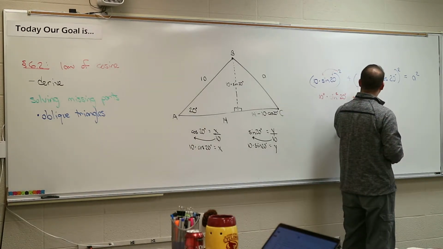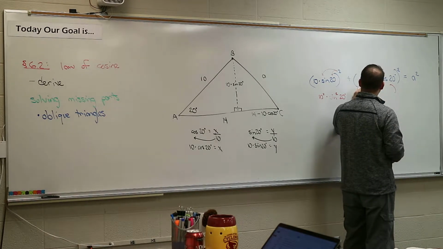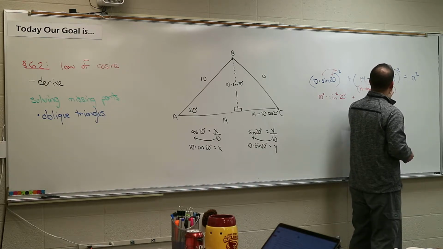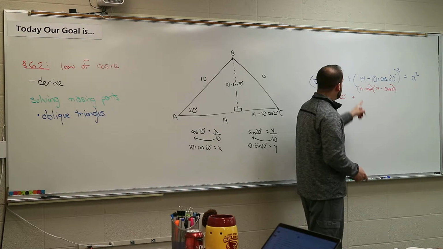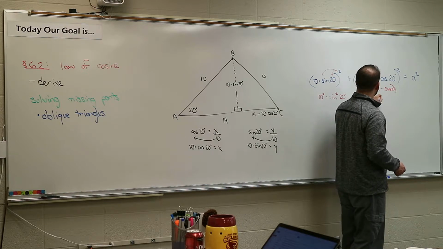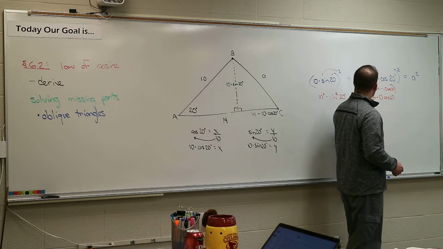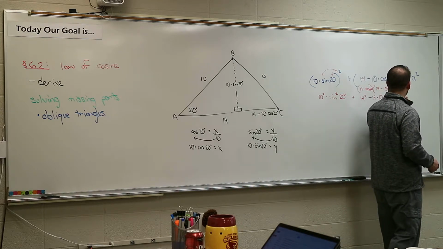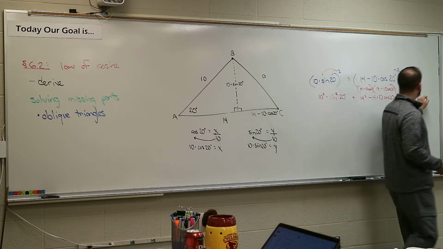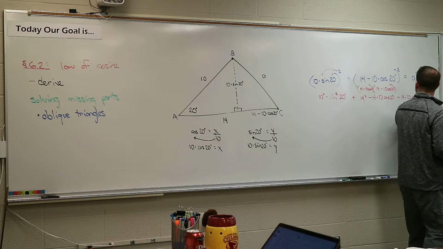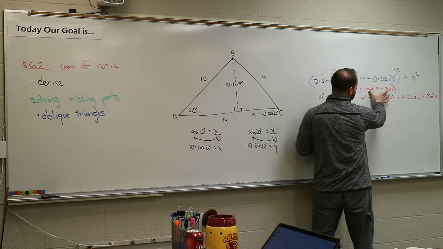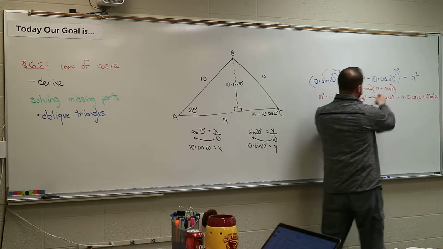Over here, if I square this, there are two parentheses, which is 14 minus 10 cosine 20, 14 minus 10 cosine 20, and I have to FOIL it first, outer, inner, last. So 14 times 14 is 14 squared. 14 times negative 10 is negative 14 times 10 cosine 20. Negative 10 times 14 is negative 14 times 10 cosine 20. And the last part is negative 10 times negative 10, which is positive 10 squared cosine squared 20. That's the last items multiplied together, and those are positive in the end.